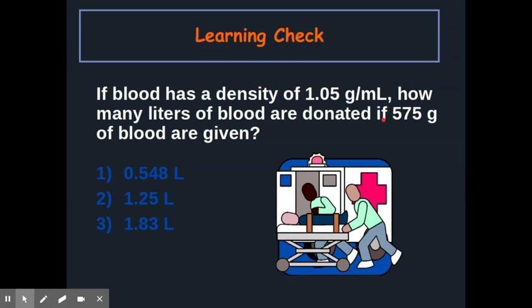So when you do this, you take 575 divided by 1.05. You're going to get 574. And you're like, oh, Ms. Rector, that's not on here. But that is milliliters because you were using milliliters for your measurement. So the question asks how many liters. So when you turn milliliters into liters, you move that decimal over 3 places. Number 1 should be your answer.